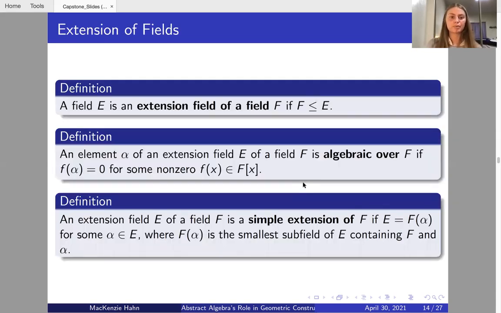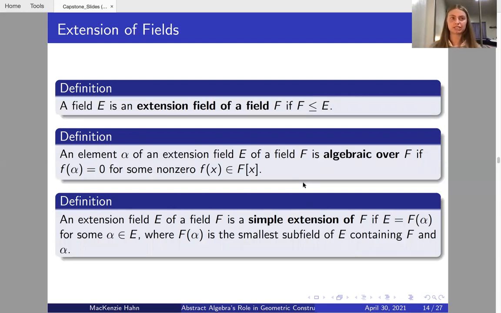And then incorporating a couple more definitions, we can find that E is an extension field of a field F if F is a subfield of E. And so we have that since the rationals are a subfield of the reals, then the reals is an extension field of the rationals, for example. An element in a bigger field is algebraic over a smaller field if it's the root of some polynomial with coefficients in the smaller field.